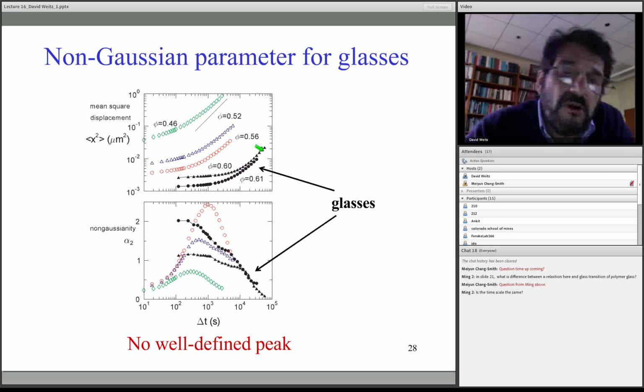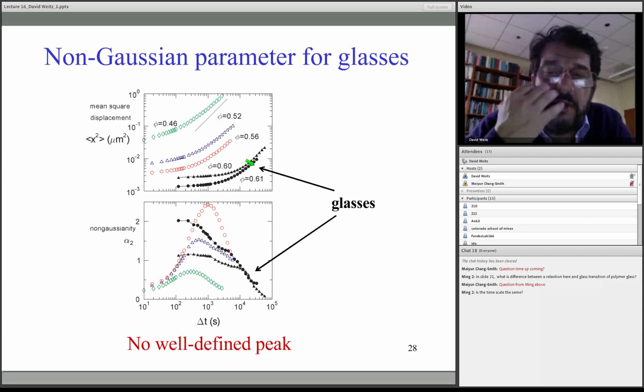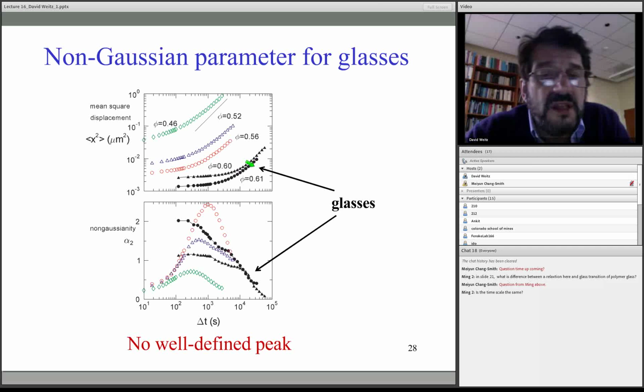And so in any given experiment, you're not really taking very many independent measures. So you have to view this with a bit of a distrust. But the important thing is that there's very little relaxation, very little motion of the particles.